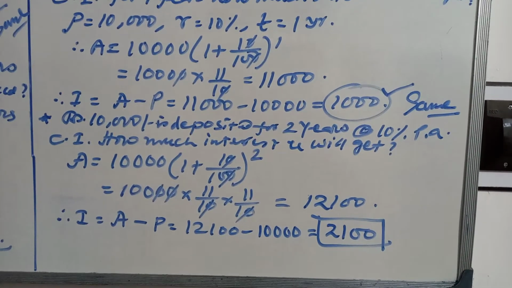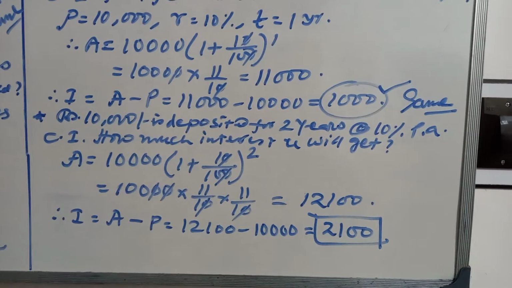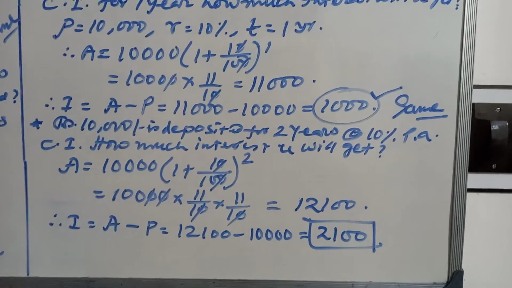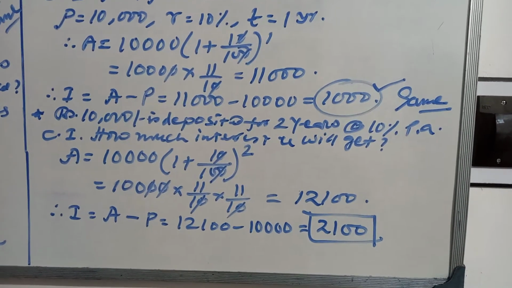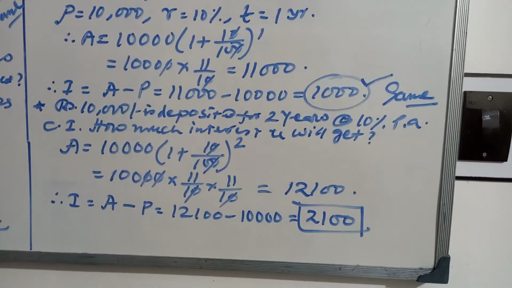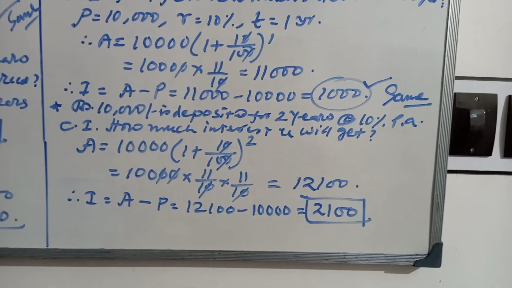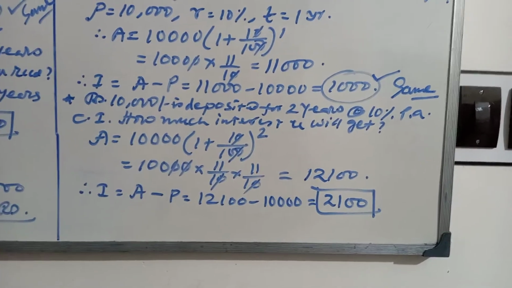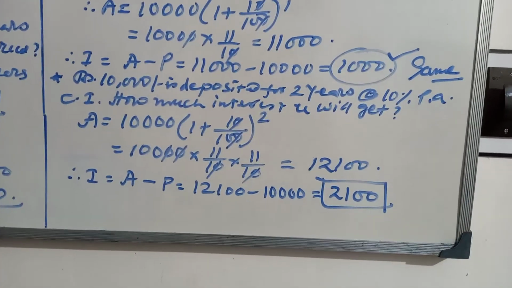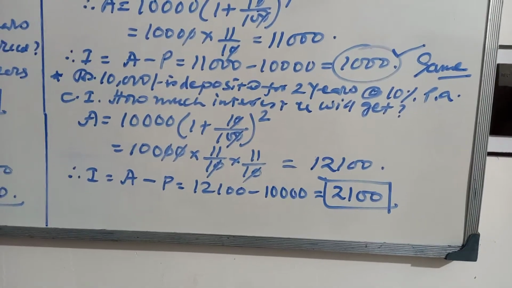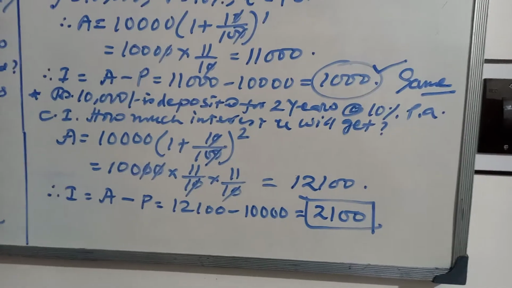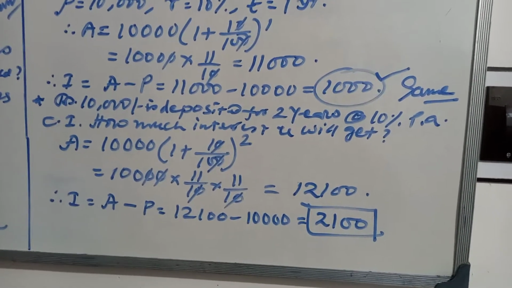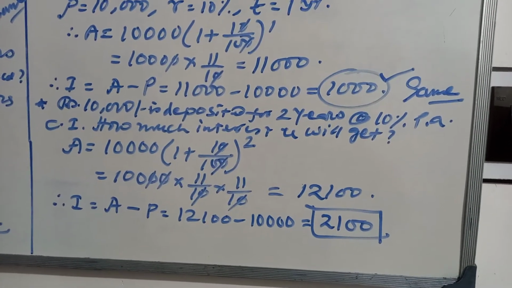A equal to again 10,000 into (1 plus 10 by 100). Now the time is 2 years, therefore whole square. Next, 10,000 into 11 by 10 whole square, in calculation it made into 11 by 10 times 11 by 10. That is rupees 12,100. Therefore interest becomes now A minus P, that is 12,100 minus 10,000, rupees 2,100. Now you please see here for 2 years we are getting interest 2,100 rupees.